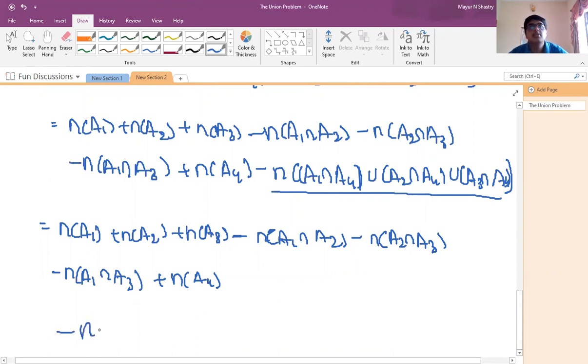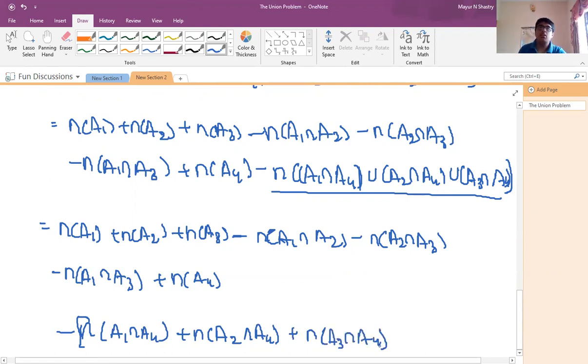So again, I apply the same formula which we got for 3 sets. These are 3 sets in union, so I can apply the same formula again. So that becomes A1 intersection A4. Of course, I put a bracket here. Plus n of A2 intersection A4 plus n of A3 intersection A4.